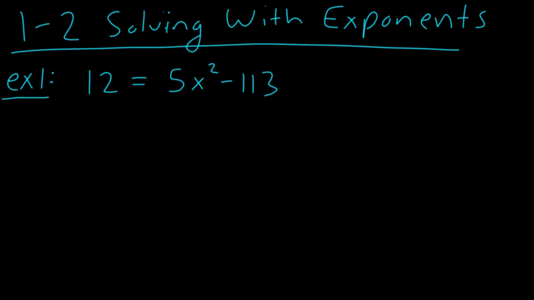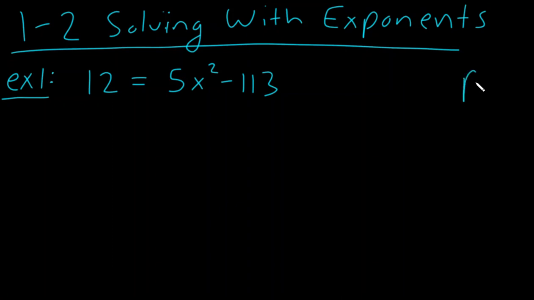Okay, here's our final section of 1-2, solving with exponents. And here is where I feel like we're going to take everything and just really put it together. So, example 1 says 12 equals 5x squared minus 113. How are we going to solve something like this?